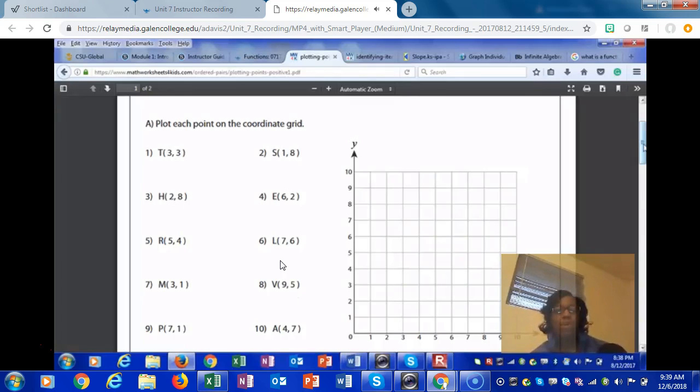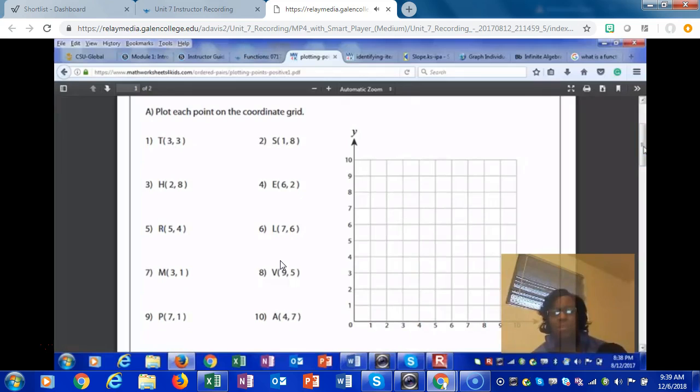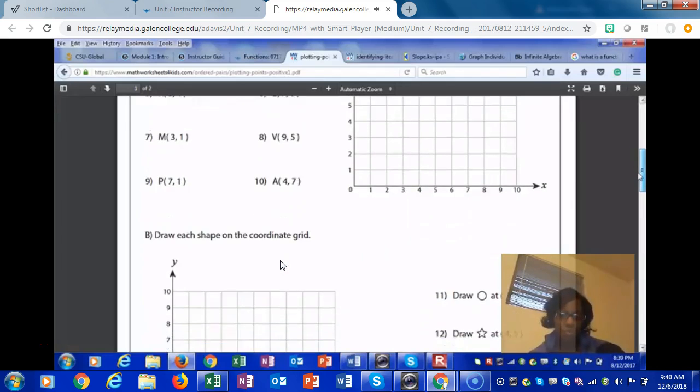So, for this particular exercise, it's just basically plotting each point on the graph. Remember, in order to plot on a graph or on a coordinate grid, you have to start at the origin, which is at 0, 0, and either go left or right on the graph in order to get the x value, and go up or down to get the y value, okay?